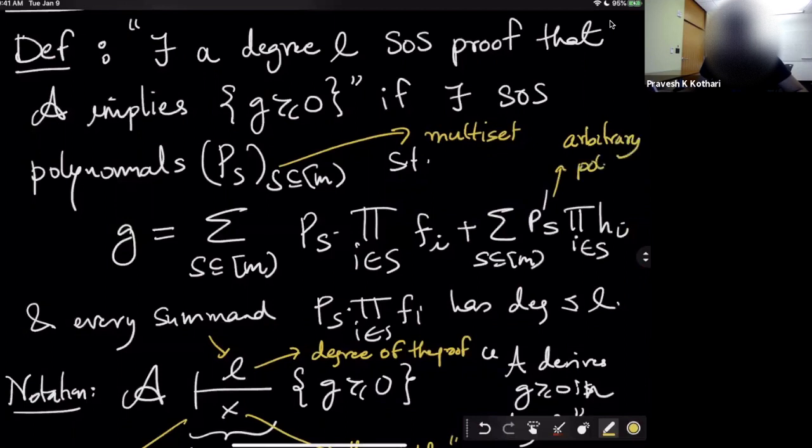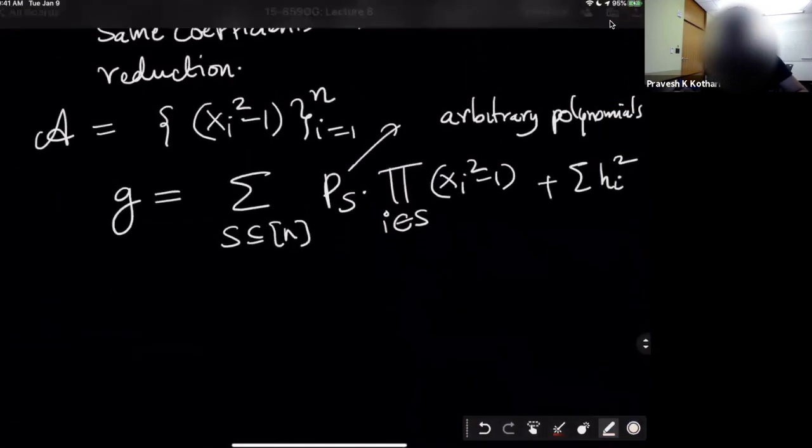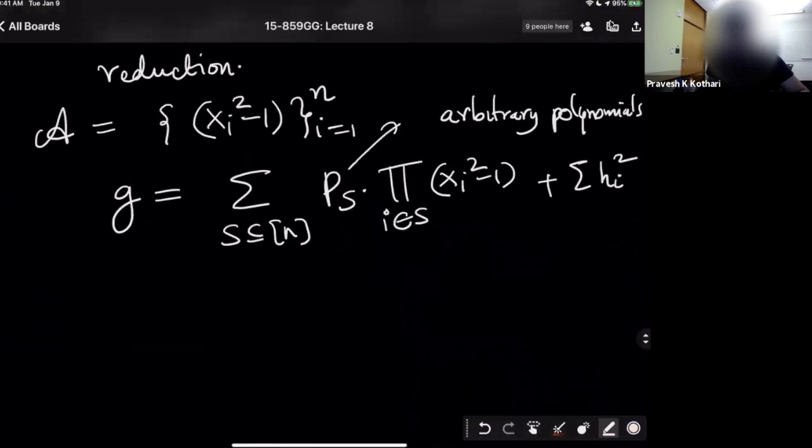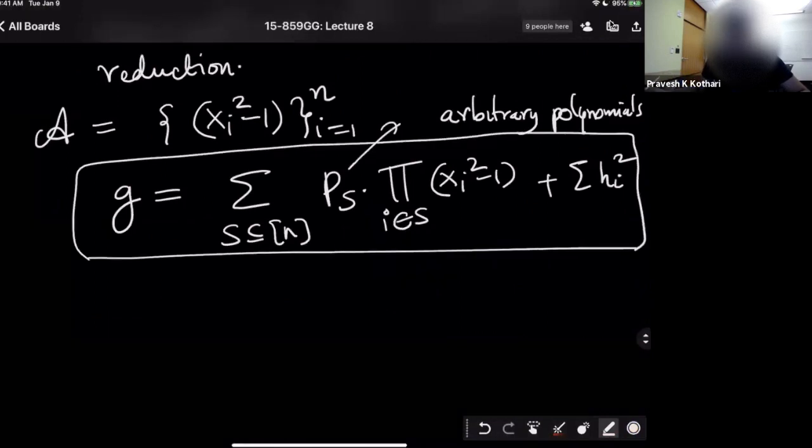The earlier definition we made is enough, but this is just for the sake of clarity, so that things are absolutely clear. Very good. So that's what a SOS proof looks like if we use the current definition. Now, why is it the same as the definition we made earlier?